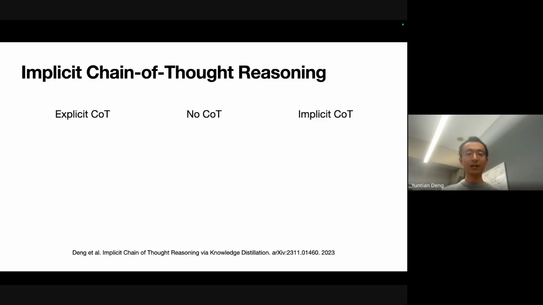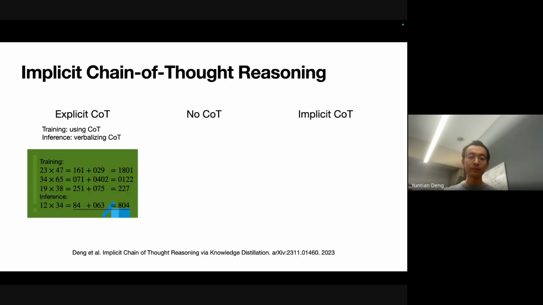We rename chain of thought reasoning as explicit chain of thought reasoning, to contrast it with implicit chain of thought reasoning, which will be the focus of our work. In explicit chain of thought reasoning, both during training and during inference, we are using the chain of thought. During training time, we use the chain of thought to teach the model the process of solving the questions. And during inference time, we allow the model to produce these chain of thought tokens before producing the final answer.